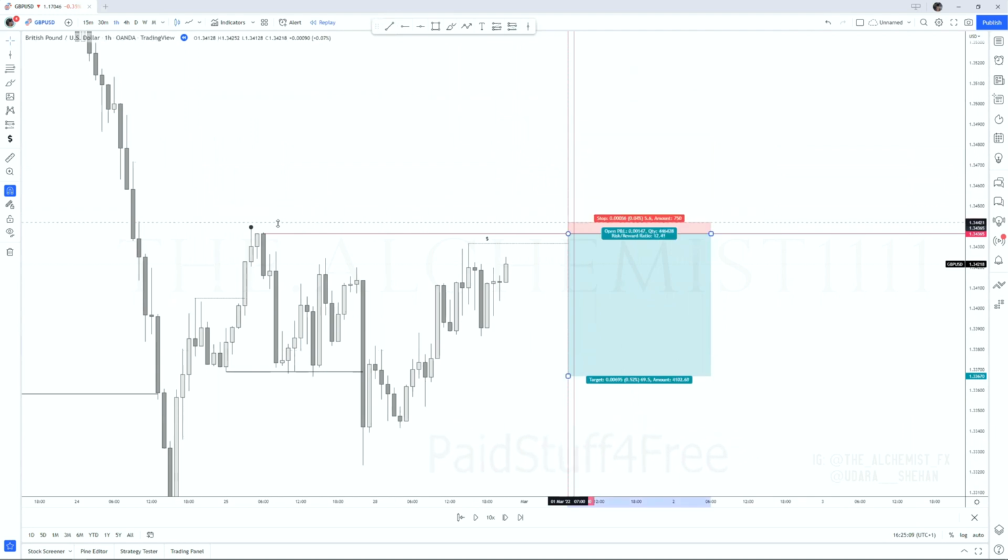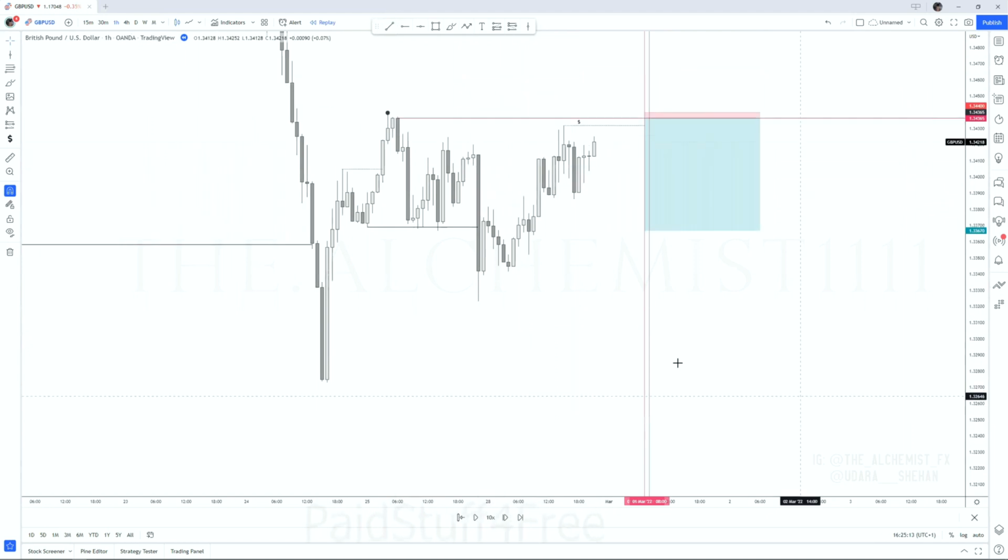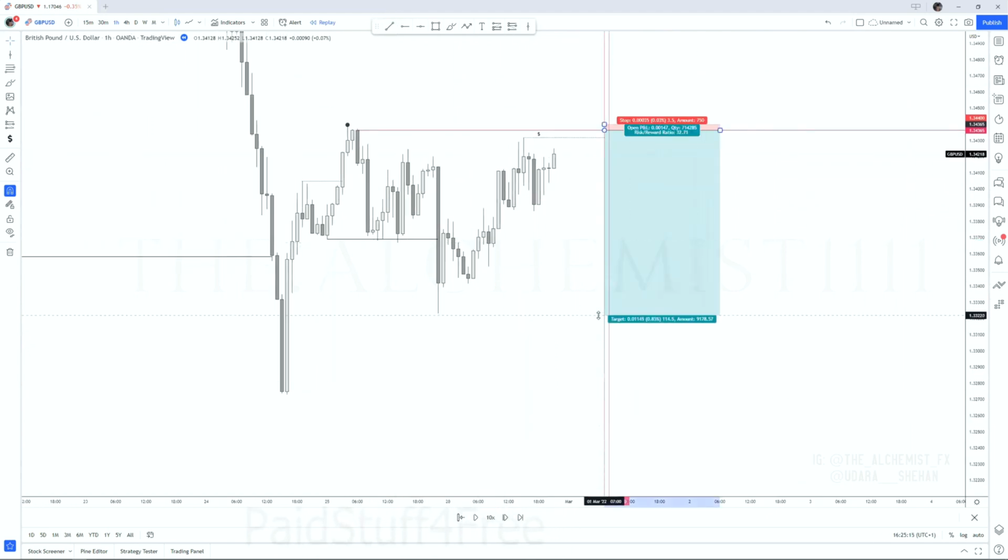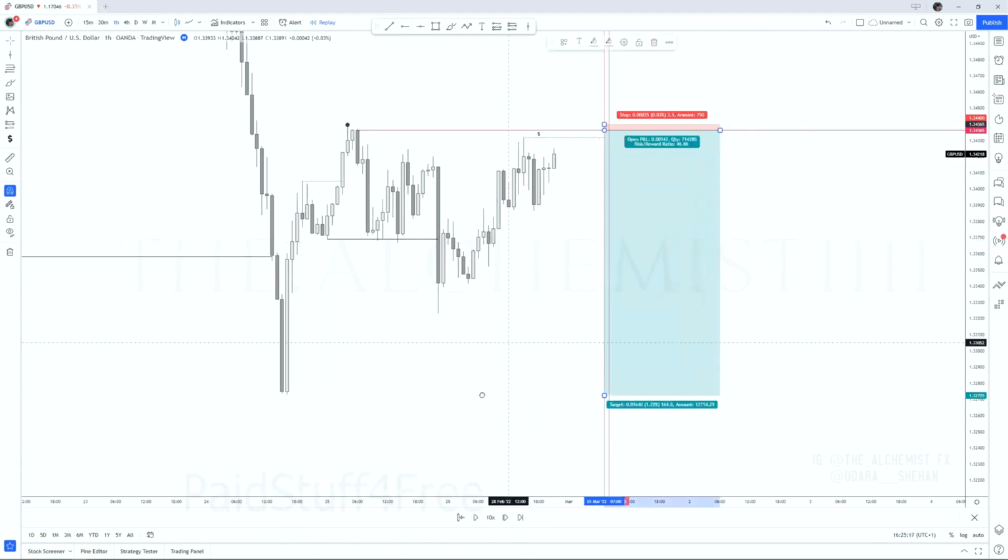Stop loss above the strong high. See that, 3.7 pips. And then we will be targeting external range liquidity. Okay, external range liquidity. I'll show you about this.